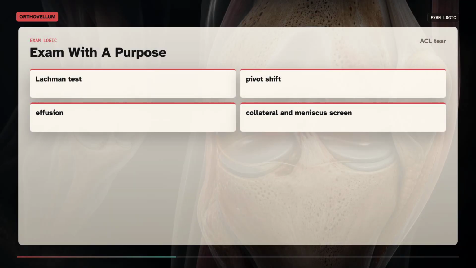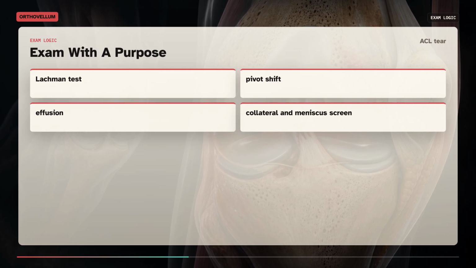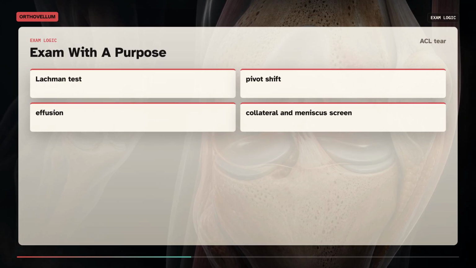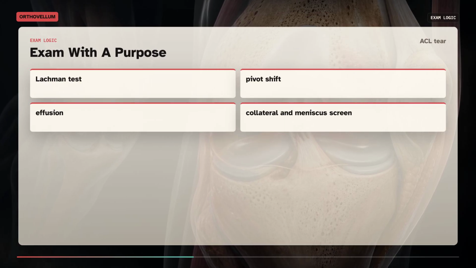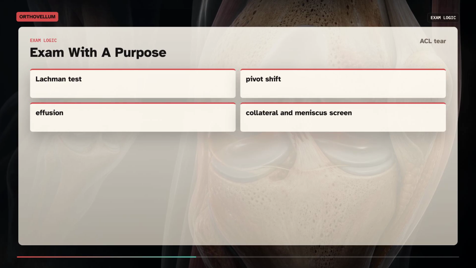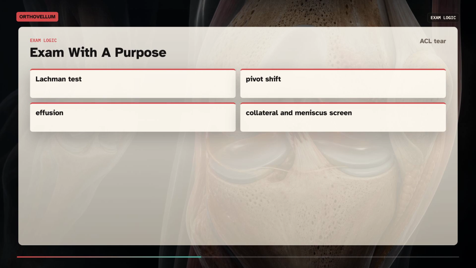The exam should not be random. For this topic, deliberately check Lachman test, pivot shift, effusion, collateral, and meniscus screen. A good exam separates pain from weakness, stiffness from fear, and joint disease from referred pain. For patients, the important idea is that touching one sore spot is not the same as understanding the whole problem. For residents, every test should answer a question that changes management. If a test is painful but does not change your plan, it is theater, not medicine. Good examination is selective and kind.